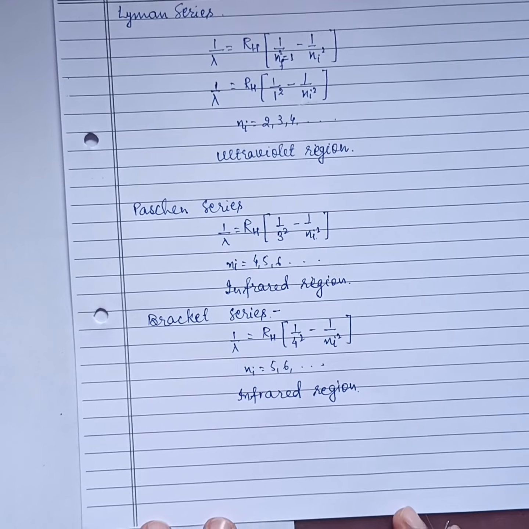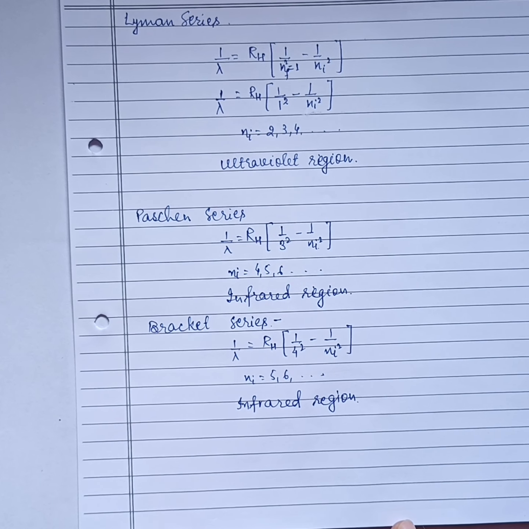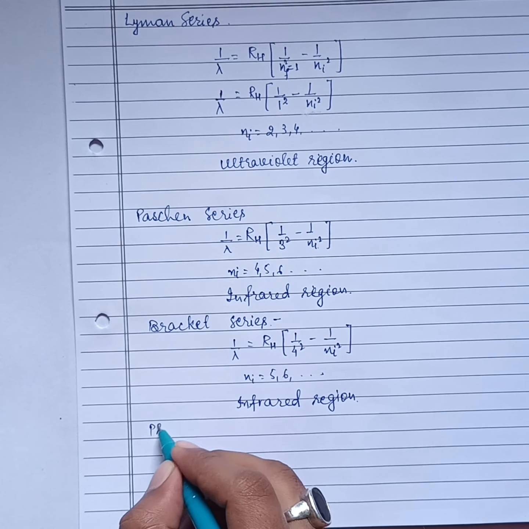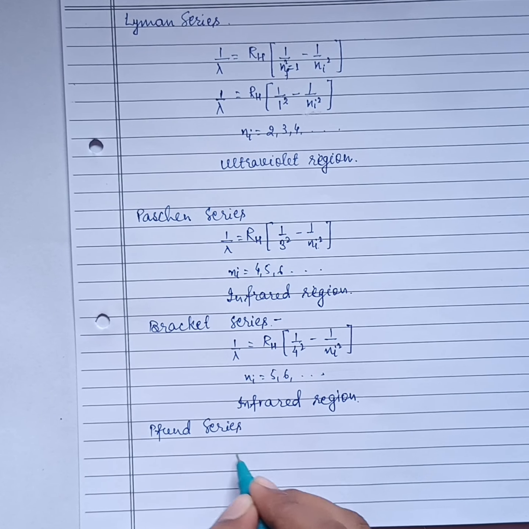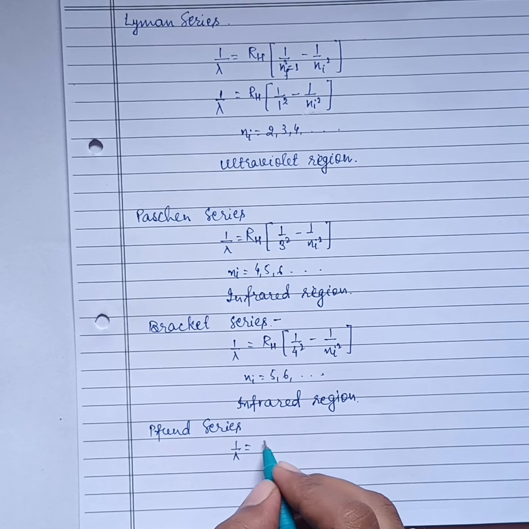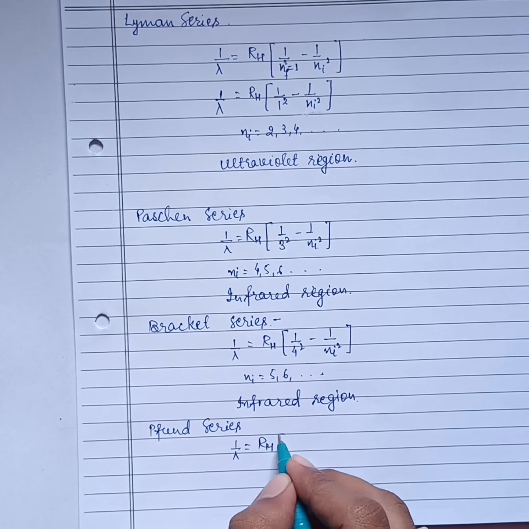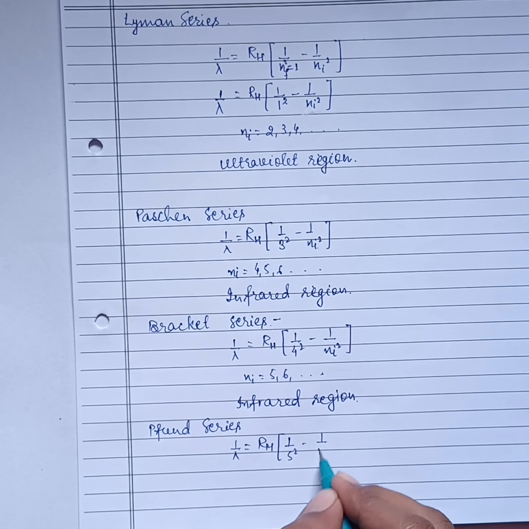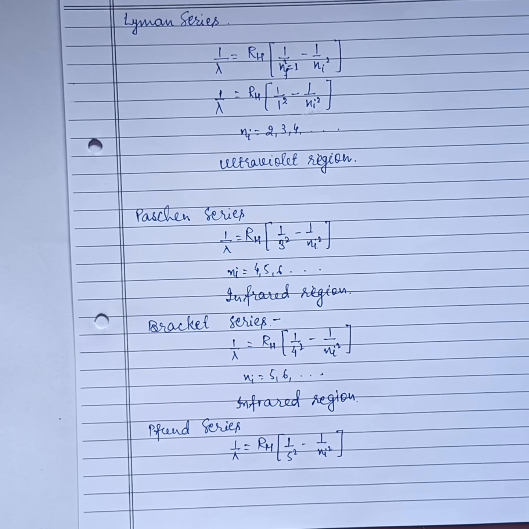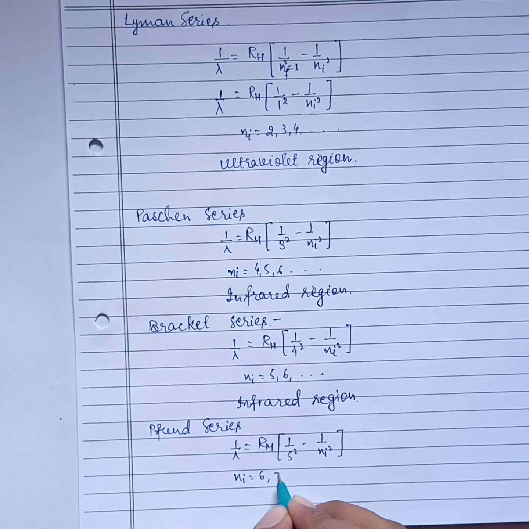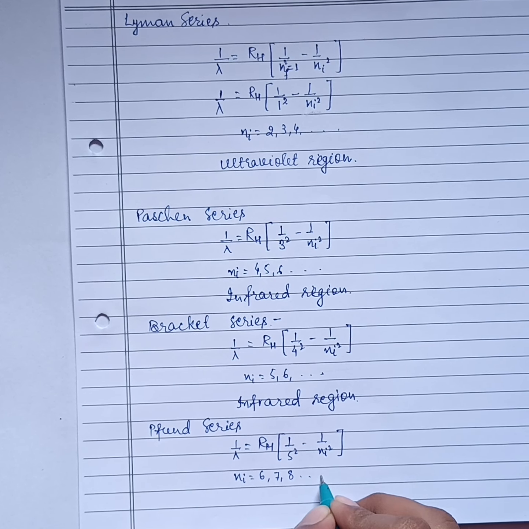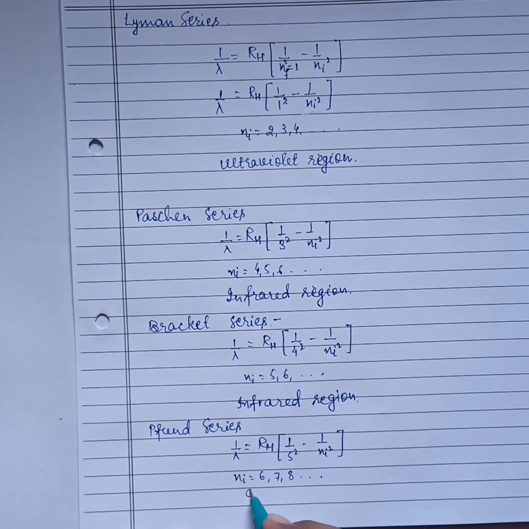Last but not least, it was the Pfund series. He did the same thing, putting 1 upon lambda equal to RH multiplied by 1 upon 5 square minus 1 upon n initial square, where n initial is 6, 7, 8 and so on. Again, he found a series which was in the infrared region.